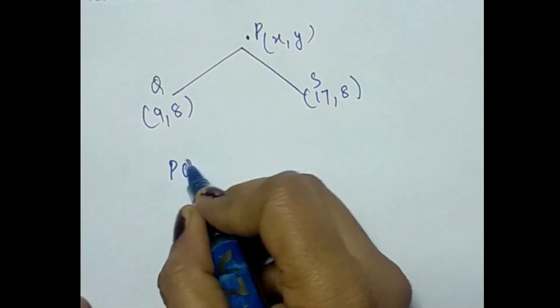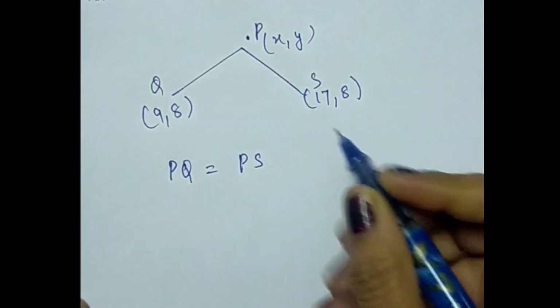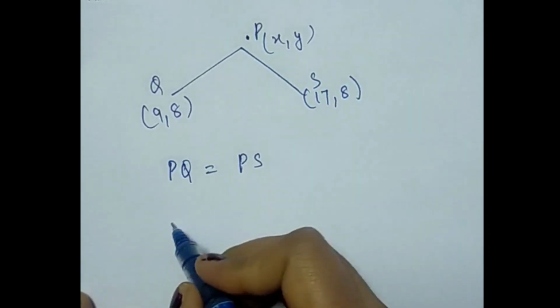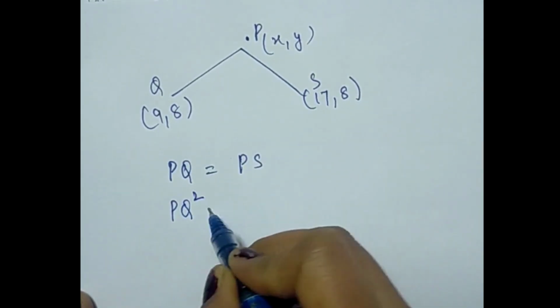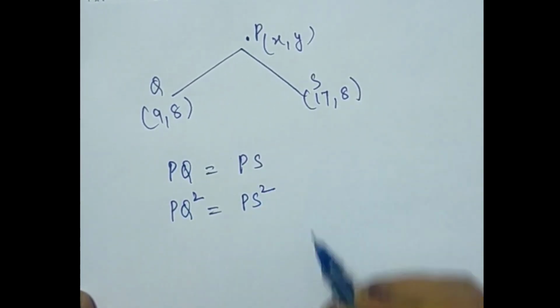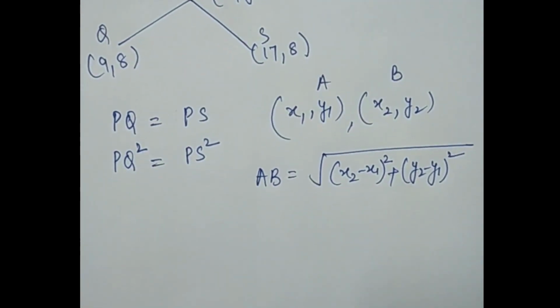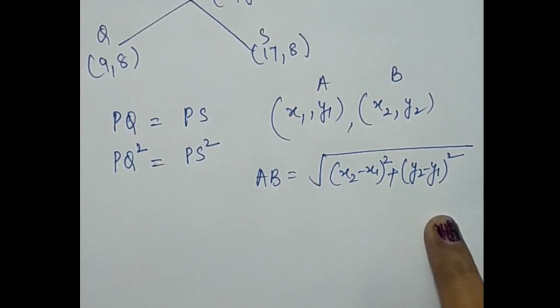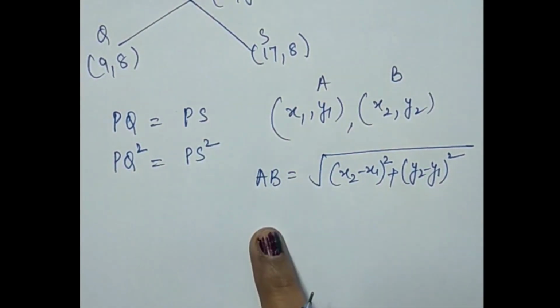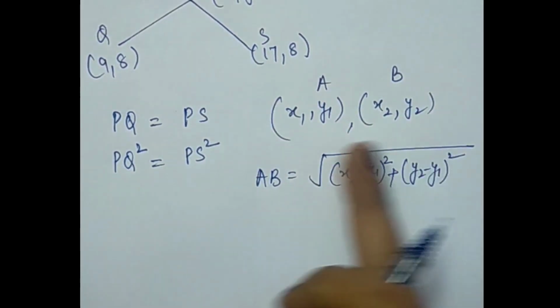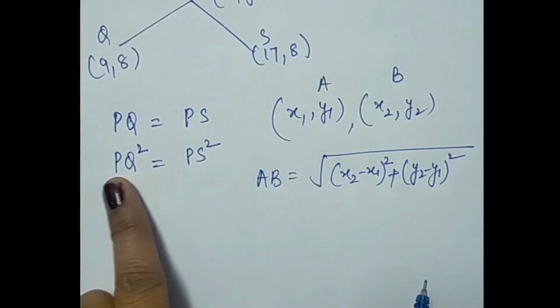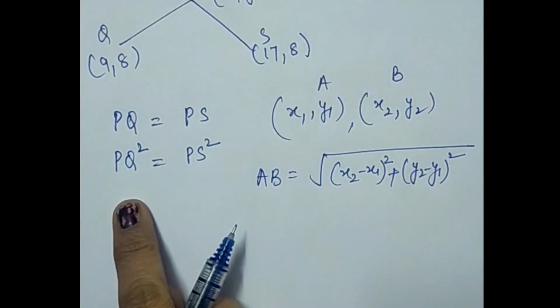We know that PQ is equal to PS, as we have been given that P is equidistant from Q and S. So PQ square will be equal to PS square. Why have I taken the squares? You can see this is the distance formula, which is in square roots. Taking the squares on both sides, we can remove the square root.